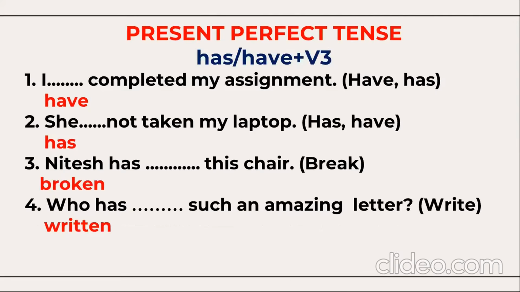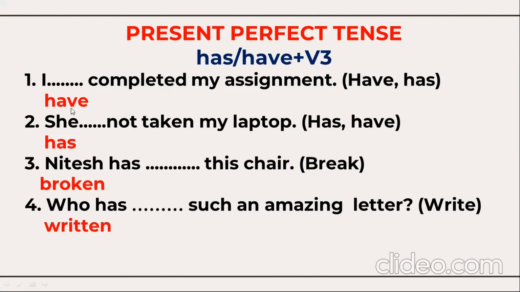Then present perfect tense. Present perfect tense is very important because it talks about a recent past, a past in the present. That means we use the helping verbs has or have plus the verb's third form, which is the past participle. Remember, it's a golden rule here. After has or have, if you're using any verb, any action word, it should be in the past participle.